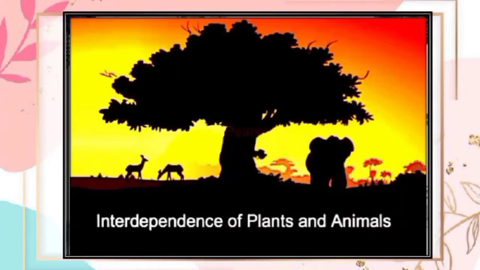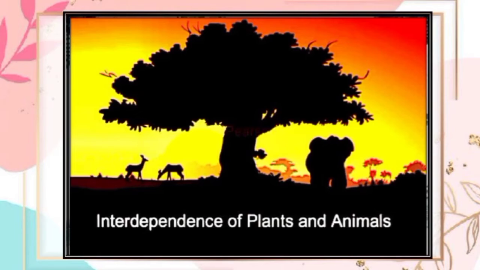Now let's understand interdependence of plants and animals. As you know, plants and animals are dependent on each other in many ways. Green plants are the main producers of food. Animals depend on these plants for their food, and thus a chain exists in nature for obtaining food. A chain that shows a series of organisms where each member depends on the lower member in the series for food is called a food chain.